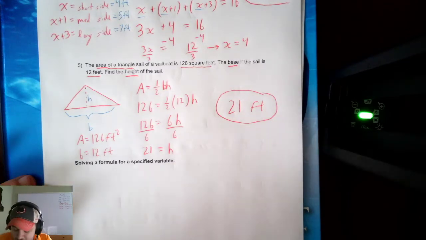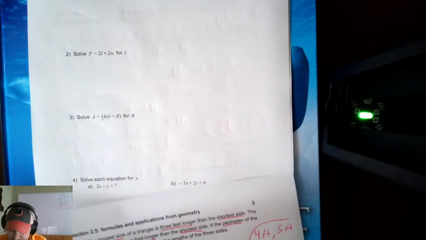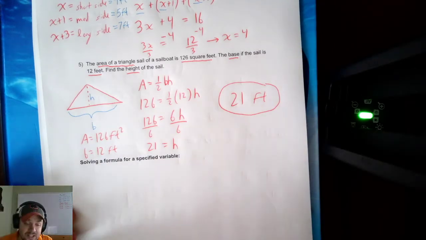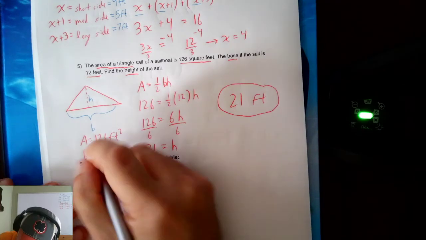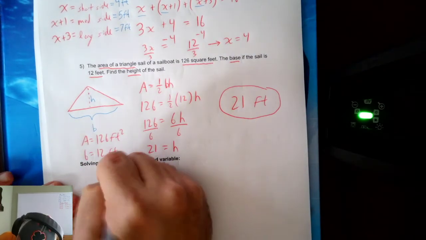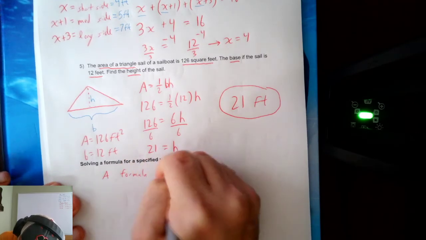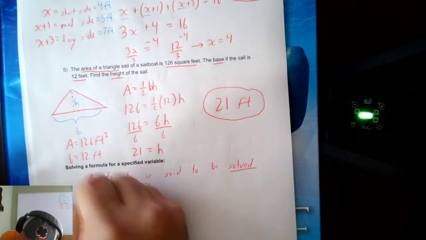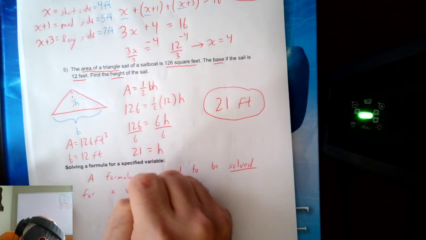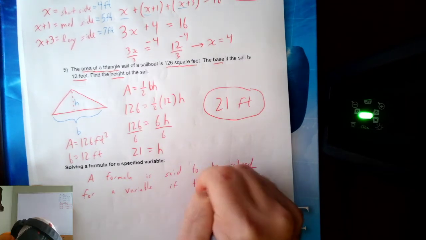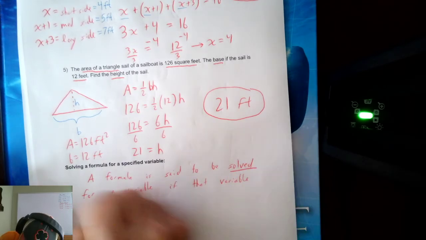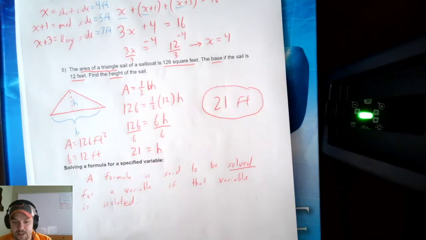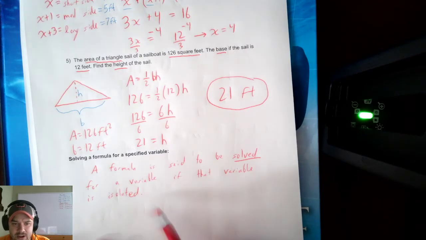Now, we have one more topic to look at, and then a couple examples of it. But let's talk about solving a formula for a specified variable. So here's kind of a definition. A formula is said to be solved for a variable if that variable is isolated. So a formula is said to be solved for a variable if that variable is isolated.